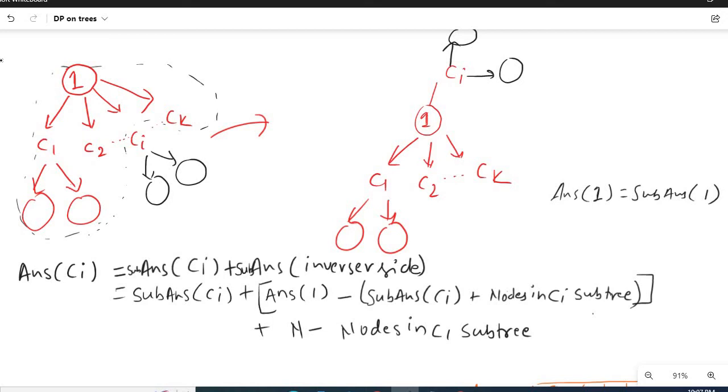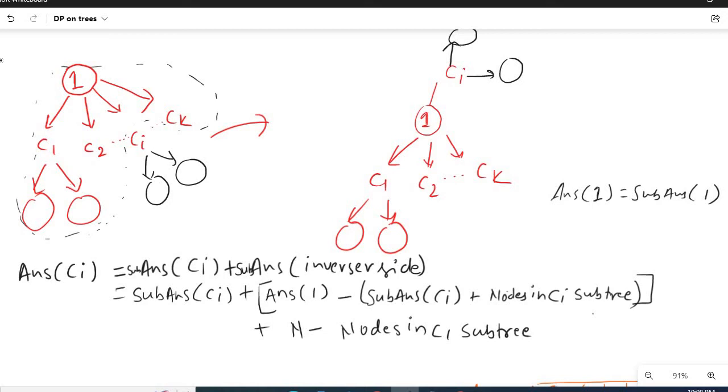And n minus nodes in Ci plus subtree. This is because we have to calculate the distance from Ci. This is the answer from one only. Answer of, so from one the distances are like this. From one the distances are like this.